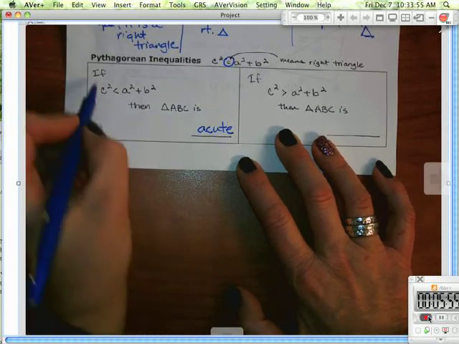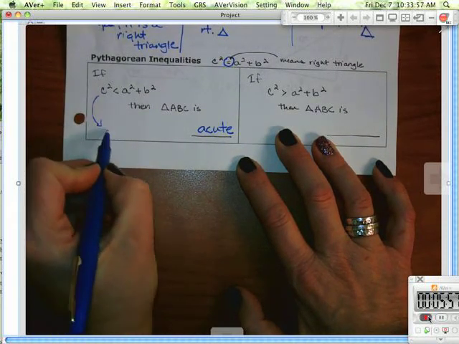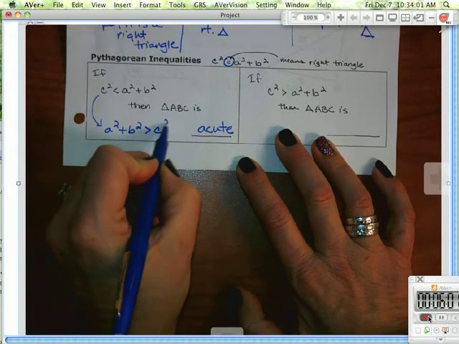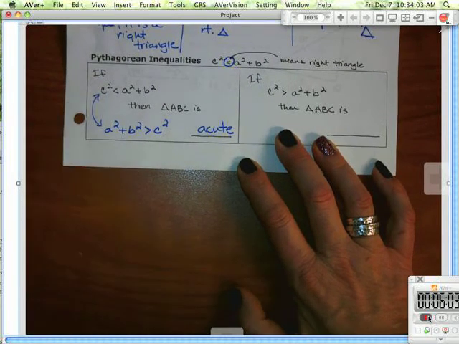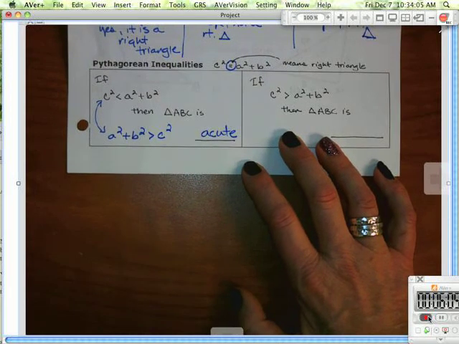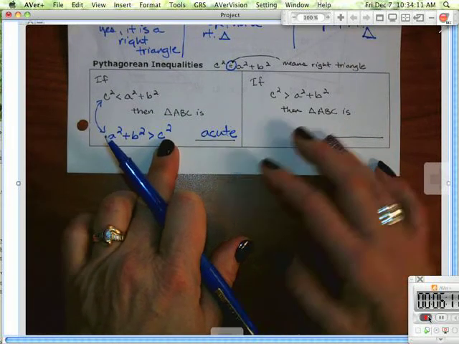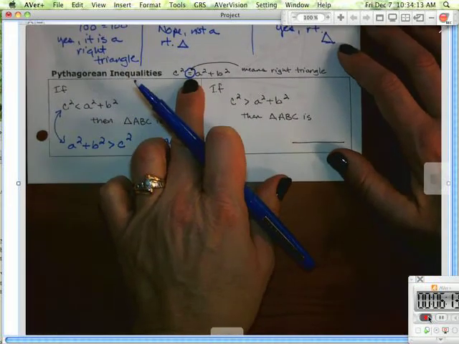So if this occurs, this can also be written like this: a squared plus b squared is greater than c squared. These two are the same thing, however you want to look at it. They mean the same thing. It means this side is bigger than that. If it's equal, it's a right triangle.